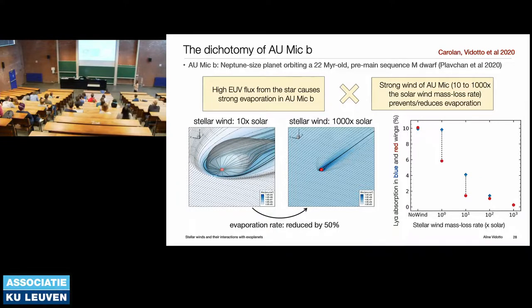But if you look at the Lyman alpha absorption as you increase the mass loss rate of the star, you're essentially changing completely what you would detect from this planet. So the transit signatures are erased by the stellar winds. This is a bit sad, because if you want to probe the wind of your star through transits, you can remove the signature of the evaporation. But on the other hand, it might help you to constrain the conditions of the stellar wind if you observe a transit.